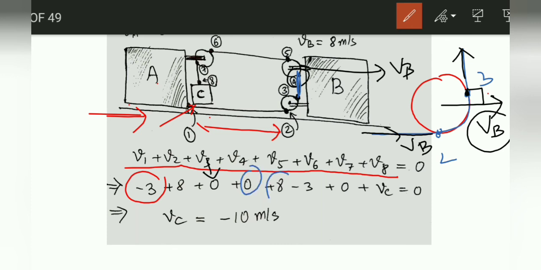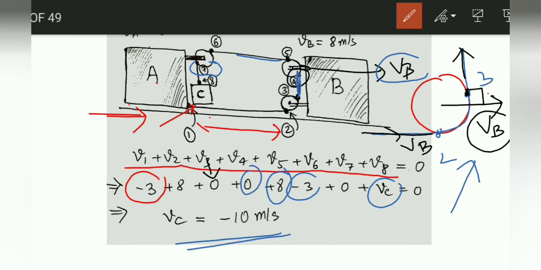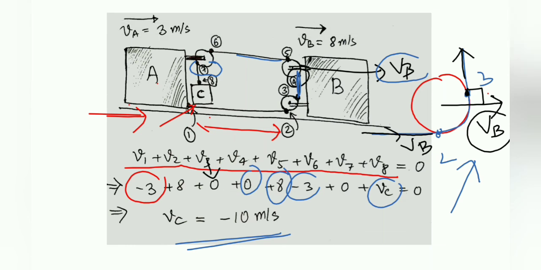V5 will be +8, since it is in line with the motion of VB. V6 will be -3. V7 will be -3 and not 0, because of the same reason as we have pointed out here. And we don't know the value of VC, so we'll write VC here. So -3 plus 8 minus 3 plus VC is equal to 0. So VC will be -10 meter per second. So this is how we'll find VC.